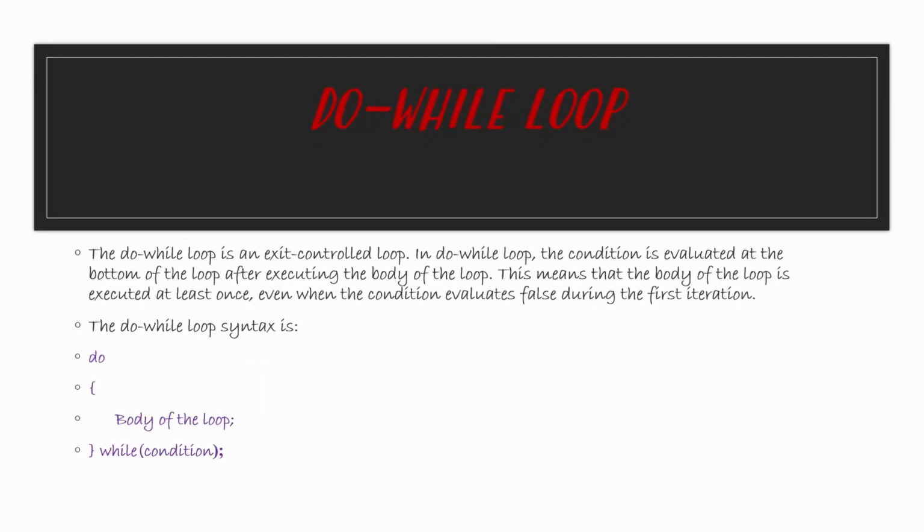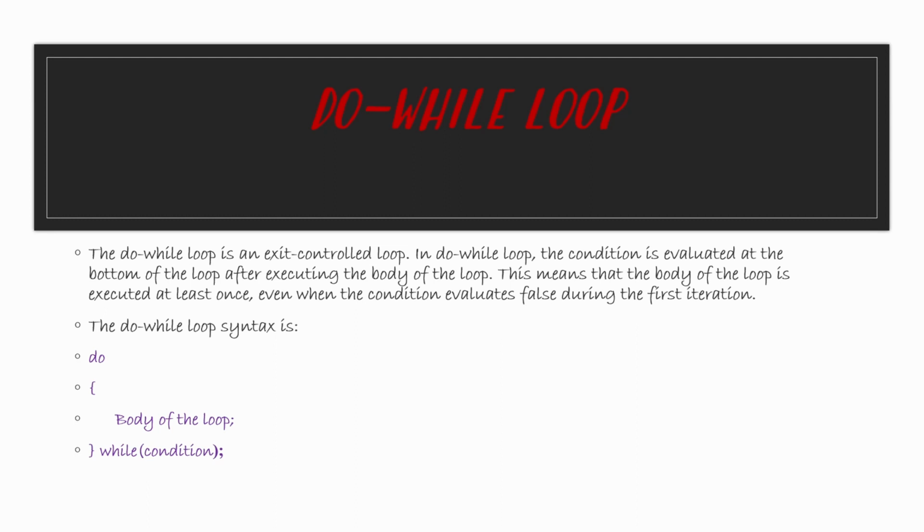Do while. The do while loop is an exit control loop. It is different from the while loop, whereas while is an entry control loop, do while is an exit control loop. In a do while loop, the condition is evaluated at the bottom of the loop after execution of the body of the loop. Entry control means the test expression is evaluated at the top before entering the body of the loop. But in do while, the test expression is evaluated at the bottom of the loop after the execution of the body of the loop.